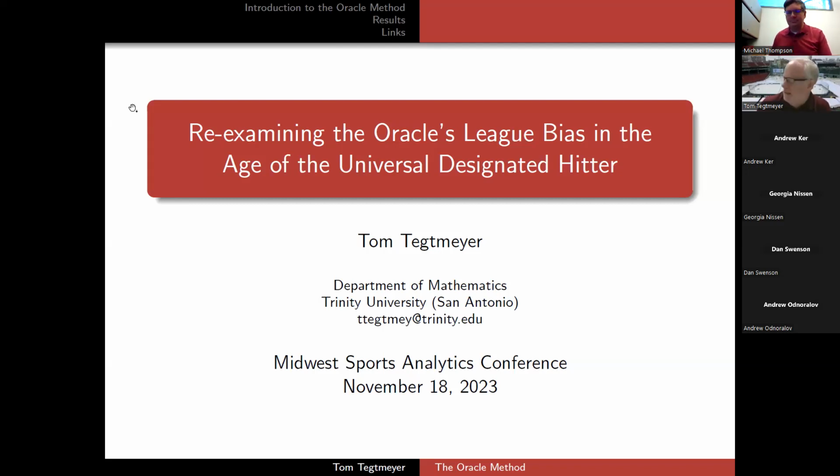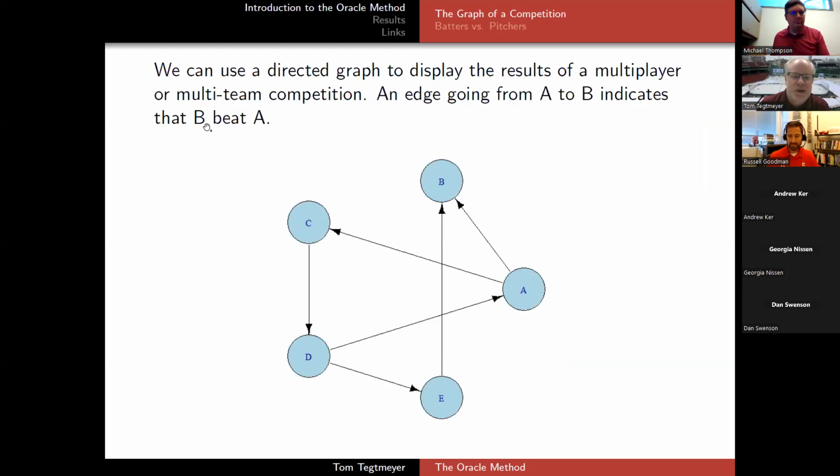So this is the third in what I hope to be a trilogy of talks about Oracle and ranking baseball players, just batters and hitters, batters and pitchers. Let me first talk about the Oracle. It's a graph-based or network-based method.